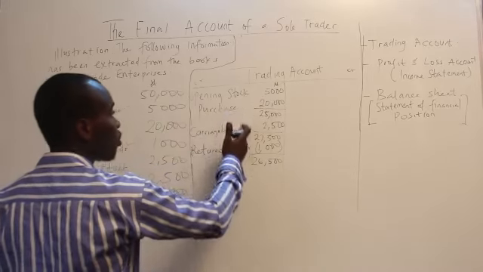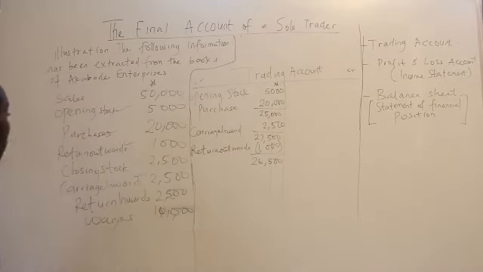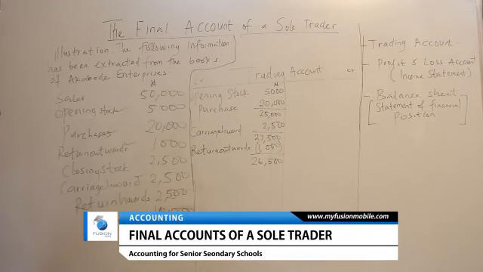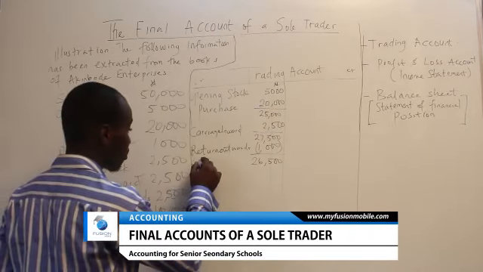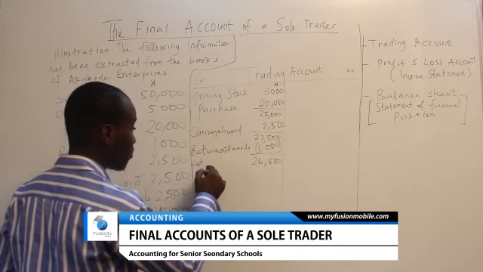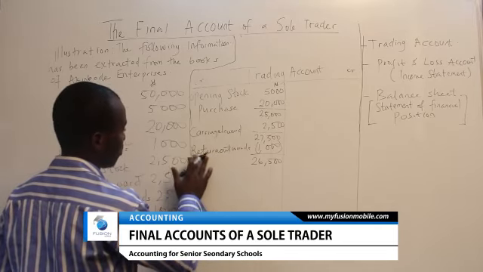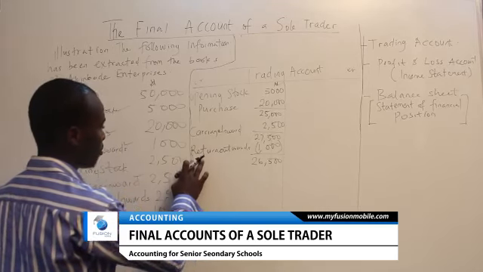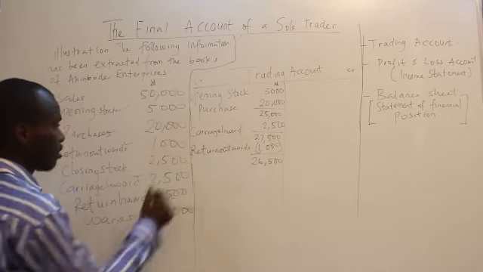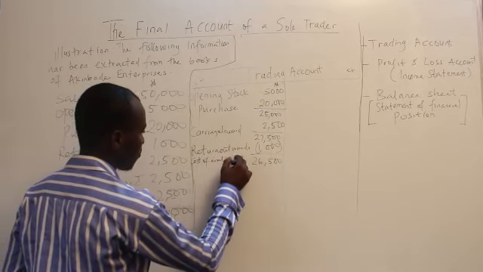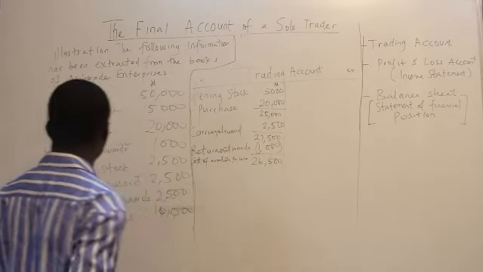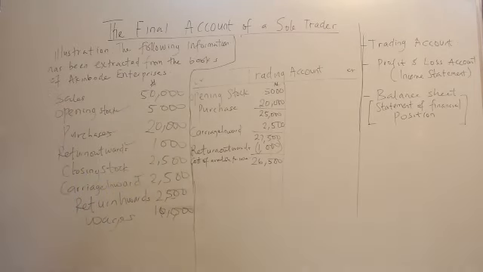So it's still the same thing. You can open another column here. Since there is not enough space, we can just do it straight. So the next thing, after deducting the return outward, that gives us cost of goods available for sales. Cost of goods available for sales.